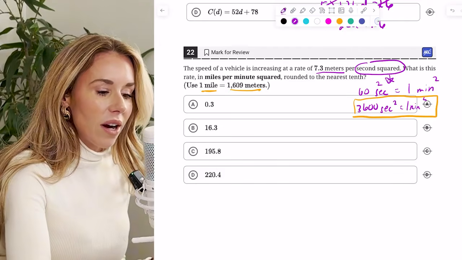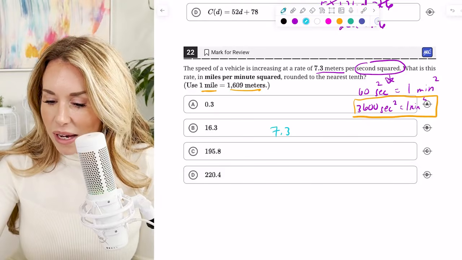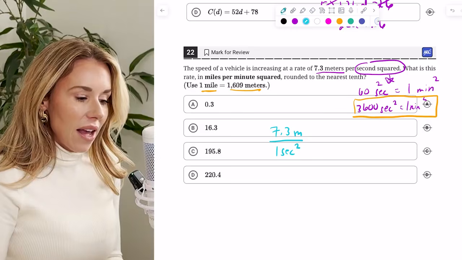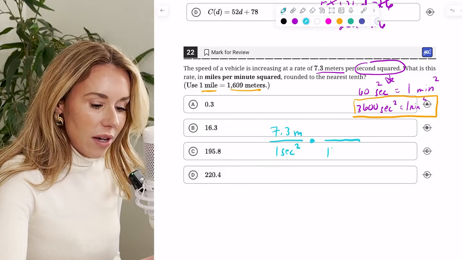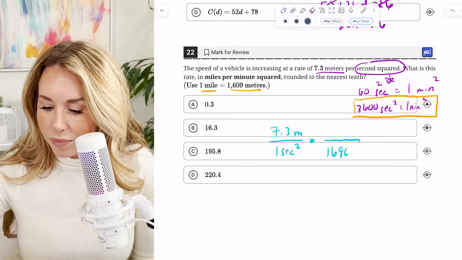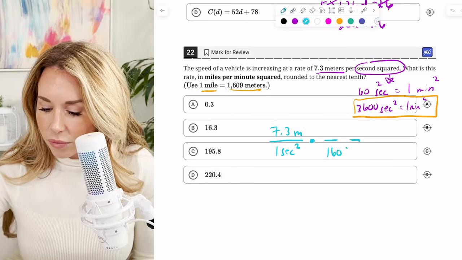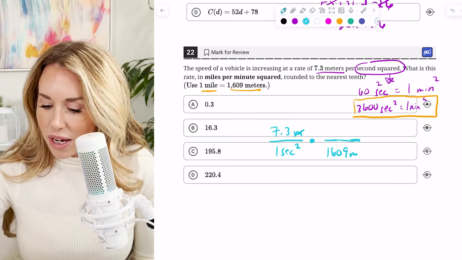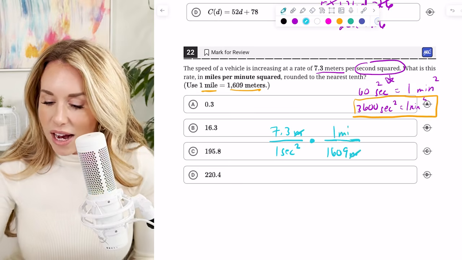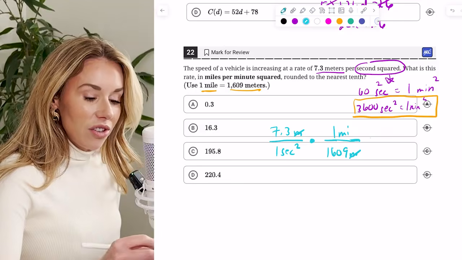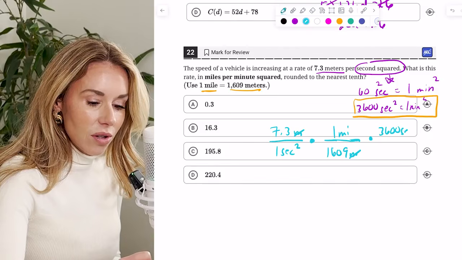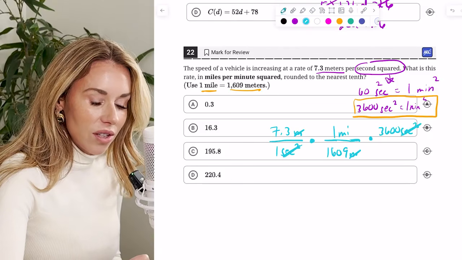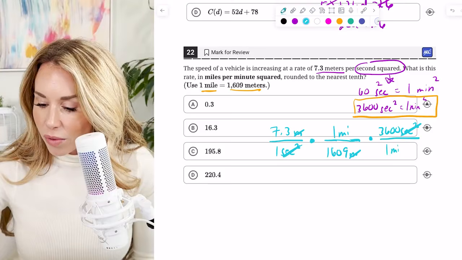So let's start out by writing what we have. We have 7.3 meters per 1 second squared. And then we want to convert that to miles. So I'm going to multiply by 1609 meters on the bottom so that meters will cancel with meters. I'm going to put 1 mile on the top. Now it's going to be in miles. Then I want to change the seconds squared to minutes squared. So I'm going to put 3,600 seconds squared on top. The seconds squared cancel with the seconds squared, and 1 minute squared is on the bottom.